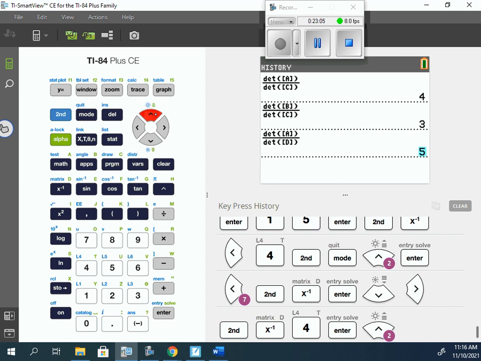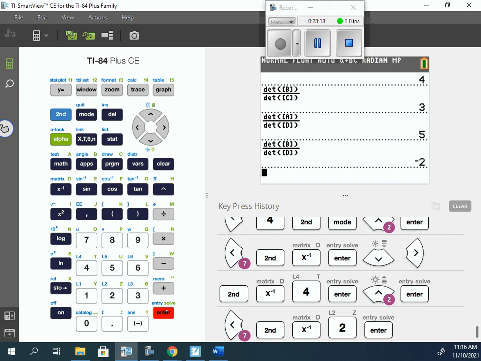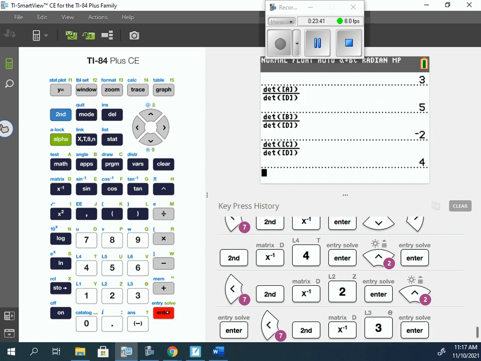Okay. Replace A with B, and find out the second value is negative 2. And does anybody have what the third one is? 4. Second matrix C, 4. So 5, negative 2, 4.